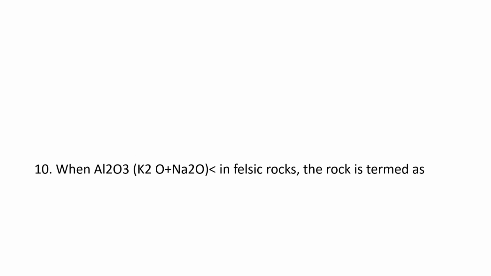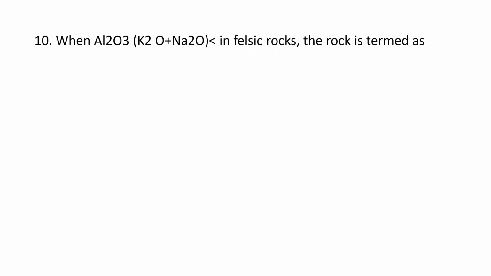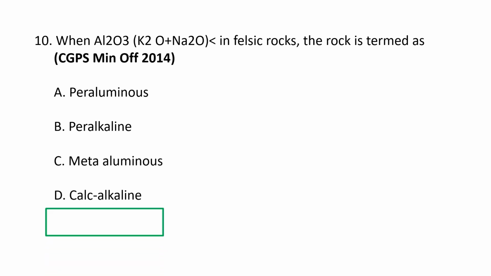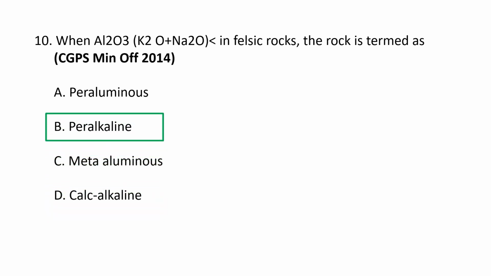Next question. When Al2O3 is less than K2O and Na2O in felsic rocks, then the rock is termed as A. peraluminous, B. peralkaline, C. metaluminous, and D. calc-alkaline. So the correct option is B, peralkaline. Peralkaline rocks are those that are oversaturated with alkalis, that means sodium oxide Na2O and K2O, and thus they are undersaturated with respect to Al2O3.